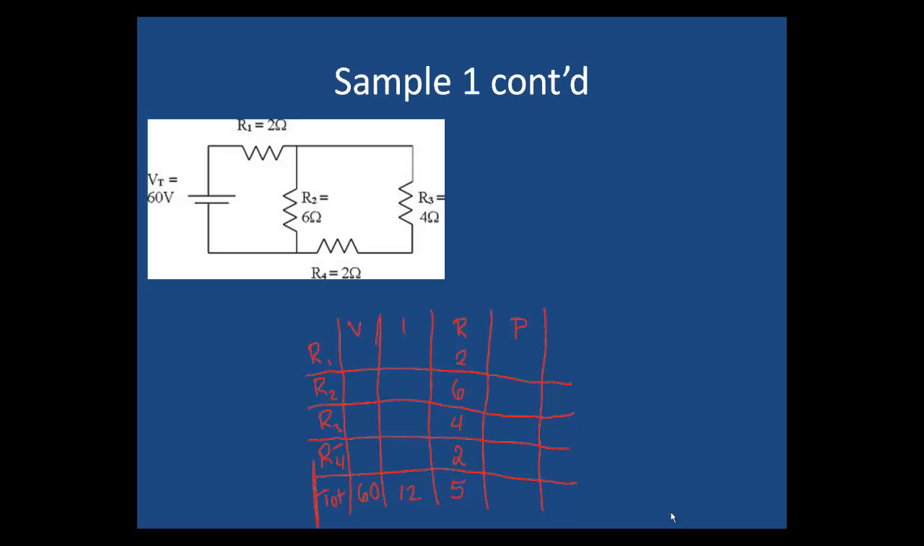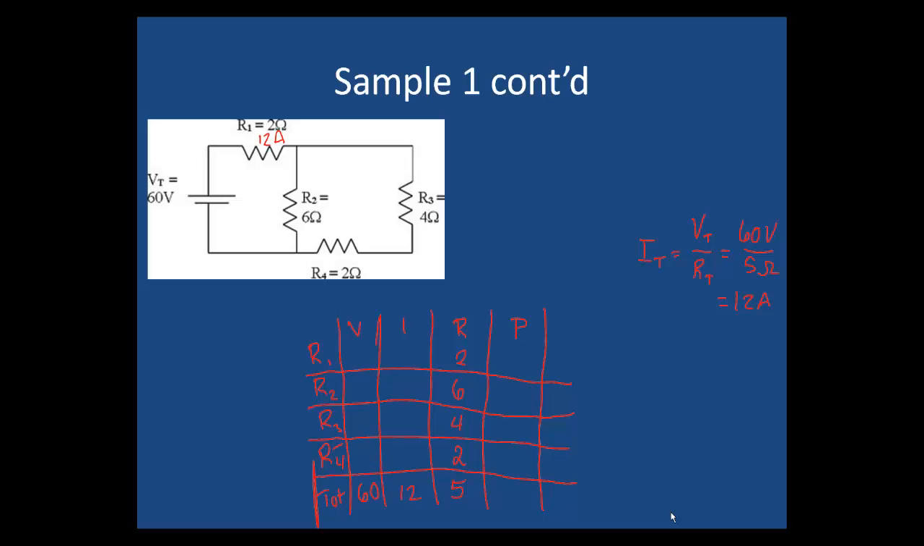We also know the I total, and I'll show you how to calculate that. I total is going to equal V total over R total. Remember, if you know two things in a line, you know everything else. 60 divided by 5 is 12 amps. So we know the total current is 12 amps.